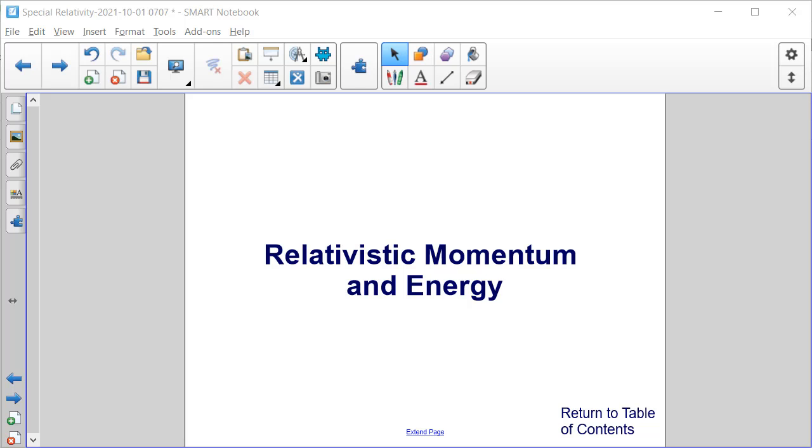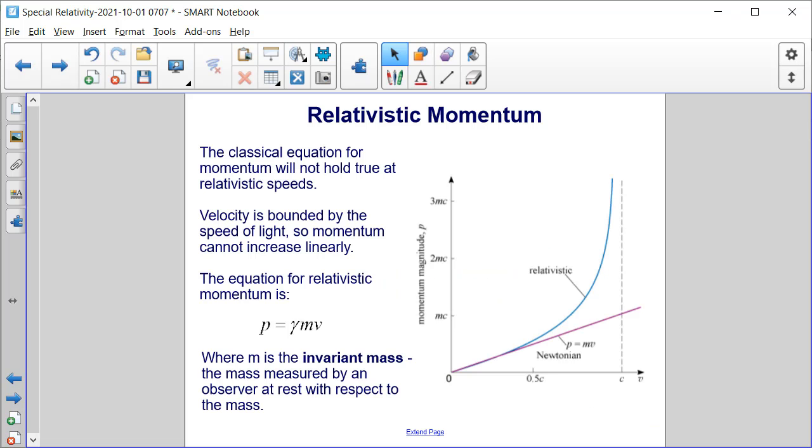In this final section of the unit, we're going to talk about relativistic momentum and energy. The classical equation for momentum will not hold true at relativistic speeds as we approach the speed of light. So we can see that on the graph here.